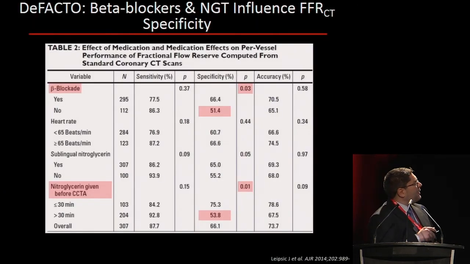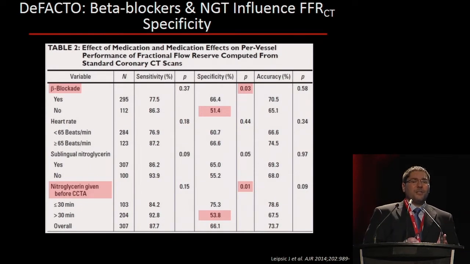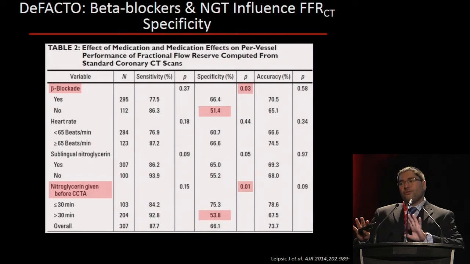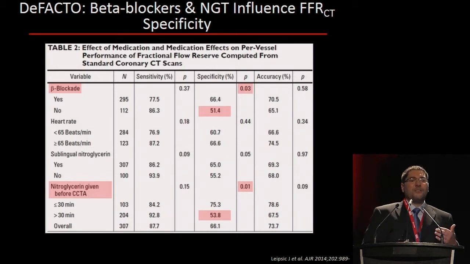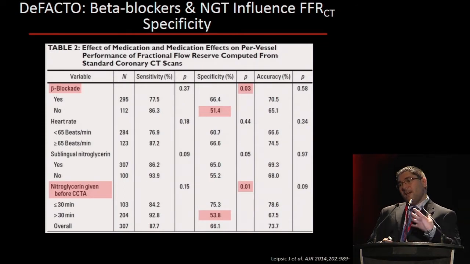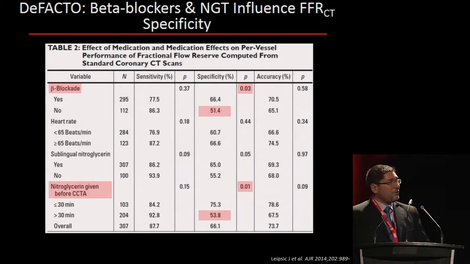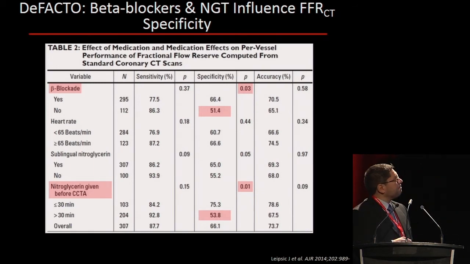So following up a little bit on, because FFRCT is such a new technology, we only have those very few trials so far to start drawing information about what patients this can apply to and what we need to be careful about. And teasing out one of those things I already alluded to is that nitroglycerin. You can't do FFRCT unless you have a good quality CTA with nitroglycerin. So that's an important factor and statistically significantly drops your specificity if you don't do it. Also beta blockade, same thing.